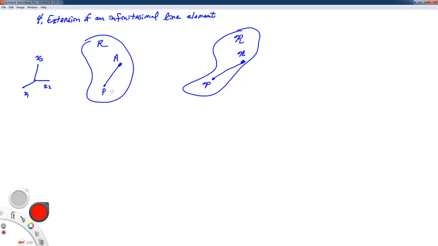Point P, regular P, is located at the ordered triple x1, x2, and x3. And a short distance away from point P is point A. It's a very small distance away. I have to draw it as if it's a finite distance away, but it's really just a little bit further along, like x1 plus dx1, x2 plus dx2, and x3 plus dx3.